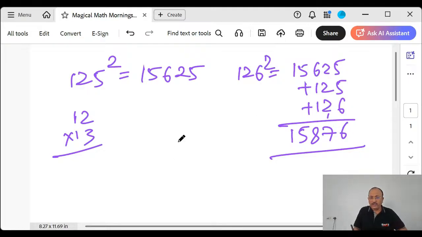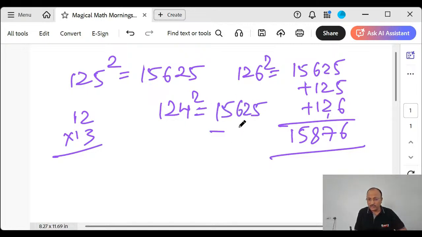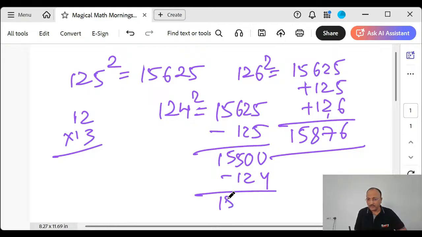Try to find out 124 square. What will we do? 125 square we will start. Minus 125 we'll do. What do you get? 15500. Then minus 124 we do. Using the Nikhilam Sutra, wherever possible, you are going to use one Vedic math trick here. 1 less than the difference. Difference is 4, I will do 3. Then all from 9, last from 10. 15376 is the answer.